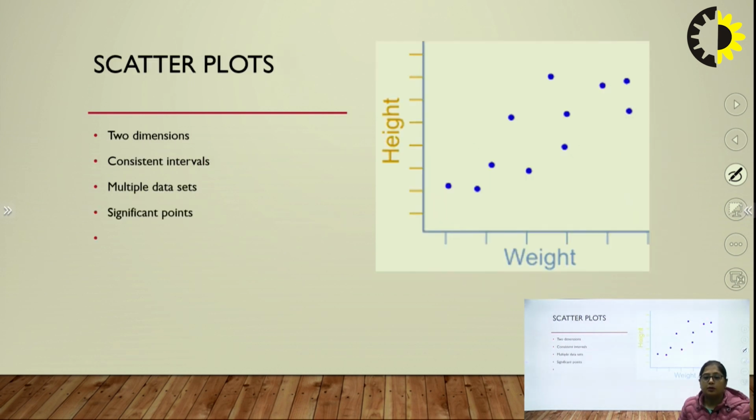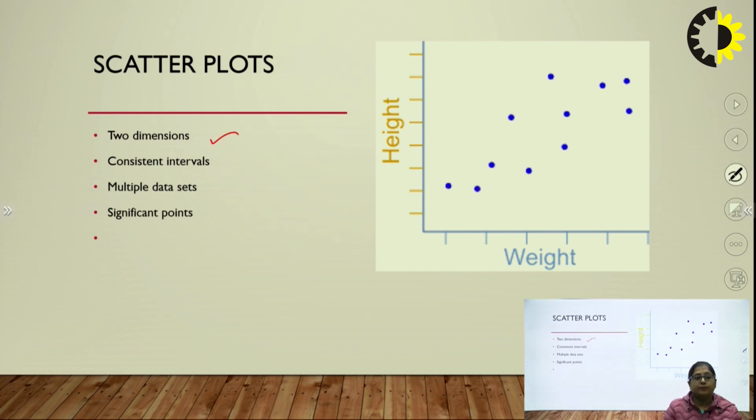Next, scatter plot. This is another statistical graphic. Statistical proof, as the name suggests, scatter plots. Scatter means scattered, bikhra. Here we find some data scattered between the 2 axes. This is the height, this is the weight. Based on height and weight, we find some data here, highlighted with the blue dots. Scatter plots are always in 2 dimensions.